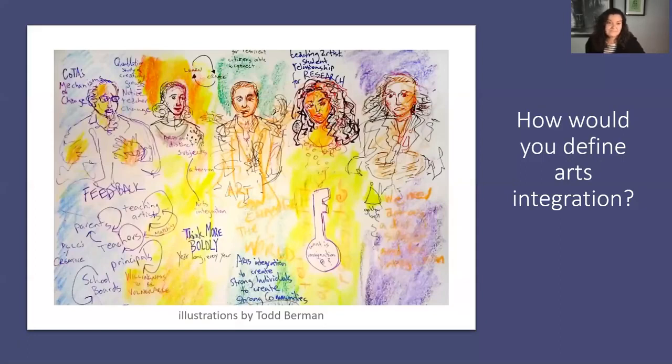I hear someone feverishly typing away. Jennifer and Joanne, share with us, if we don't have any in the chat, share us your definition. How would you define it?